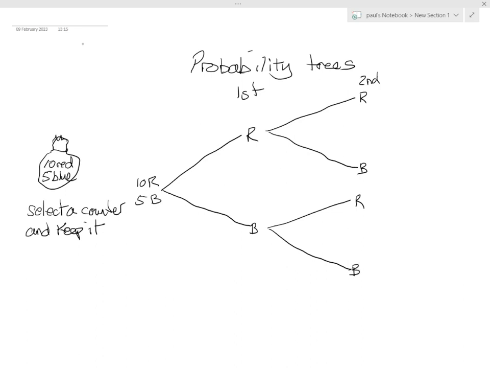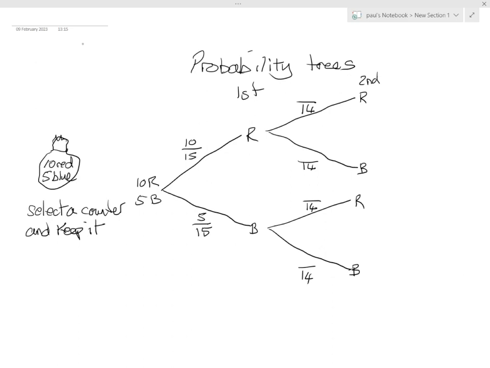Now, what are the probabilities of all this happening? If we select a red counter from the bag, there are 10 red counters and 15 altogether, so the probability is 10 over 15. If we select a blue counter, there are 5 blue out of 15. Now we've taken one out and kept it, so there are only 14 left in the bag. So we can do all the 14s down here for this second choice.